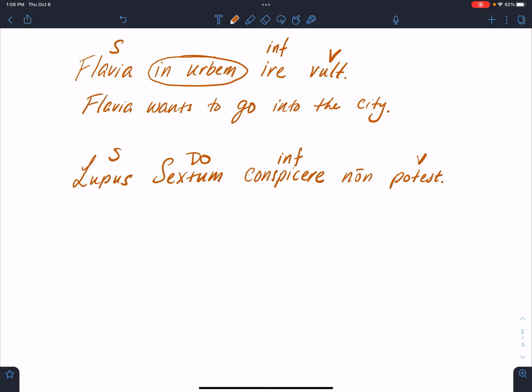So, the lupus. What is a lupus? Wolf. Okay, so the wolf. Non potest is what? Is not able, yeah, we'll say it that way. Is not able, conspicere, to catch sight of who? Sextus. Yes, unfortunately, Sextus will not be eaten.